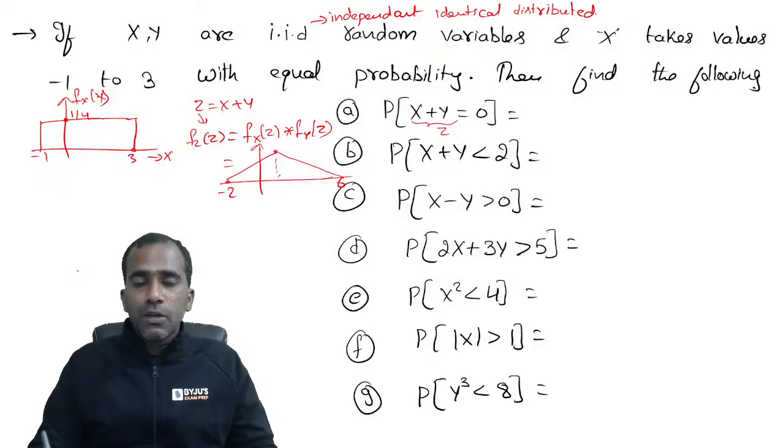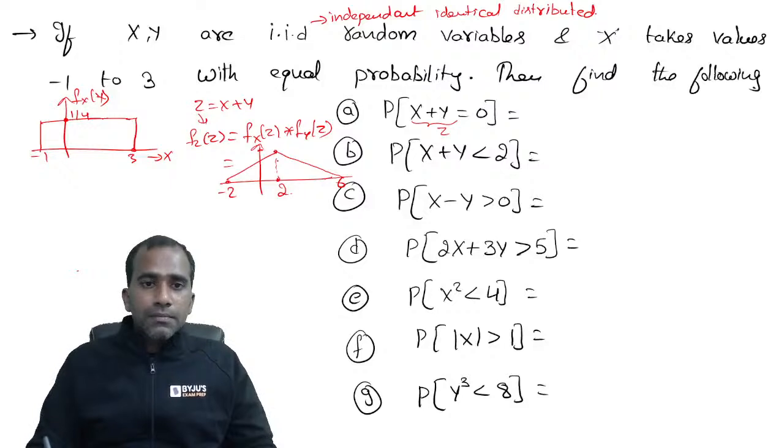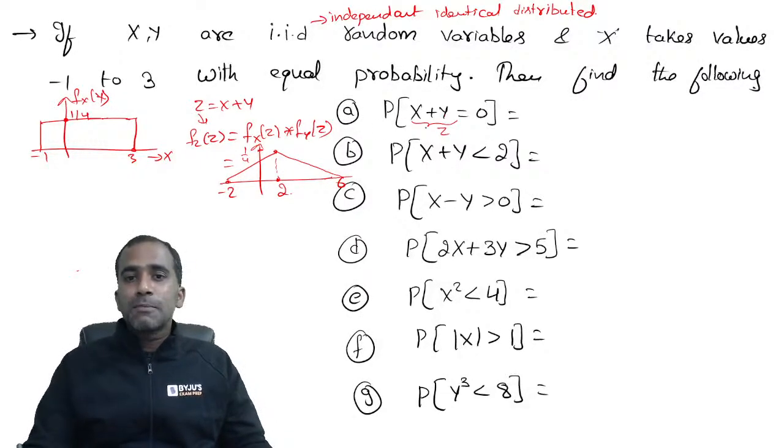So we know the PDF of Z. What is the height? The midpoint of these two points is 2. And what is the height? It should be 1 by 4, because only then will the area be 1. So we got the PDF of X plus Y.